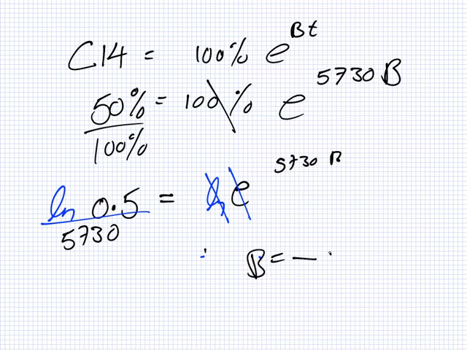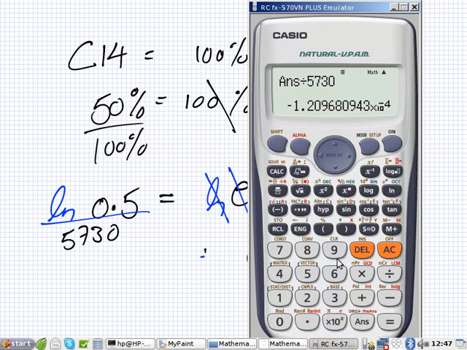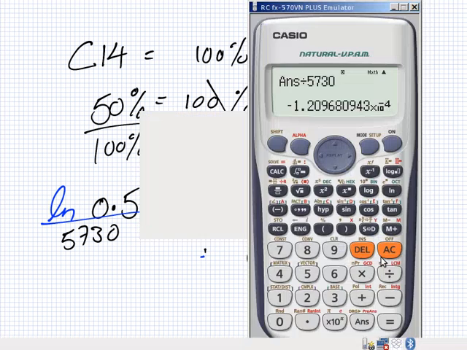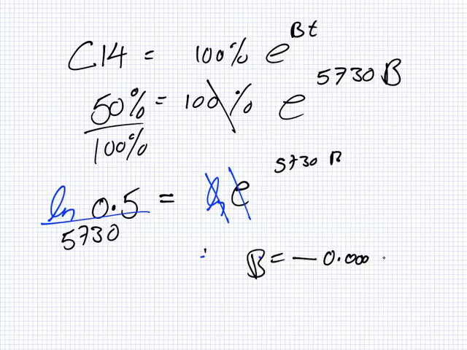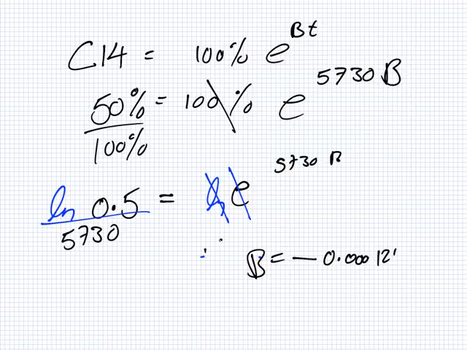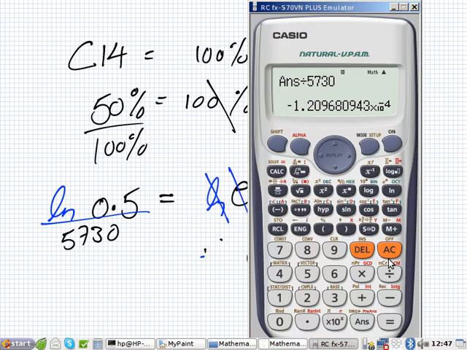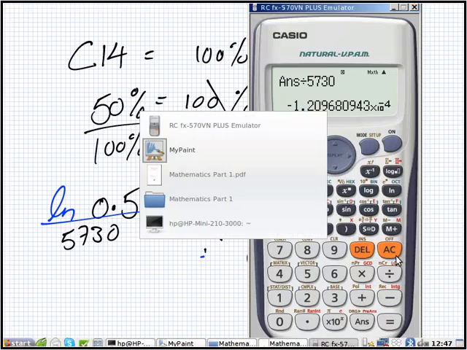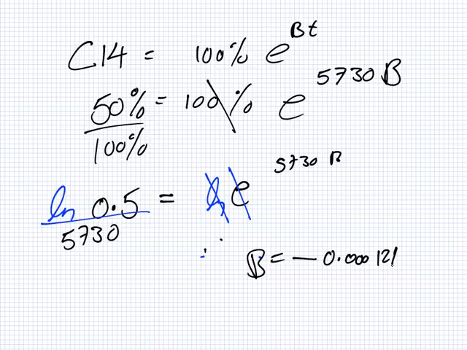So that's 0.000... Why minus? Because minus here. I knew the answer was going to be minus, because I wanted a decrease.